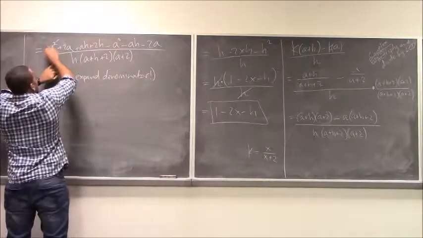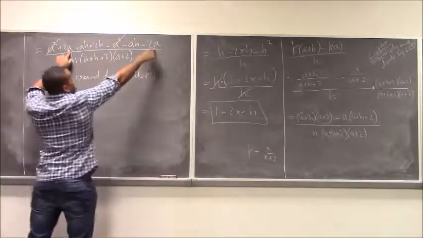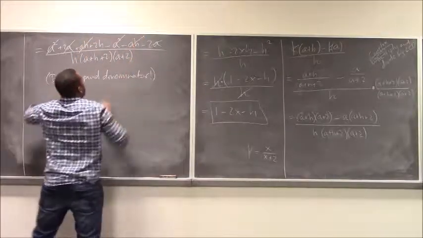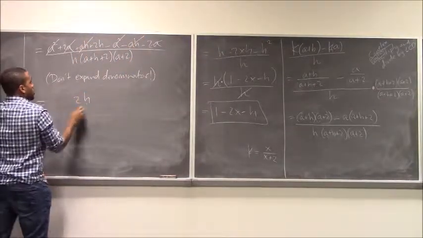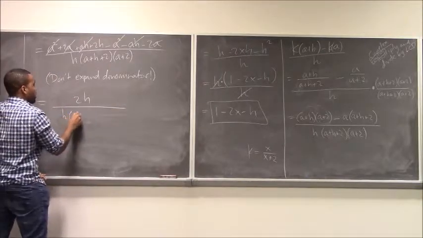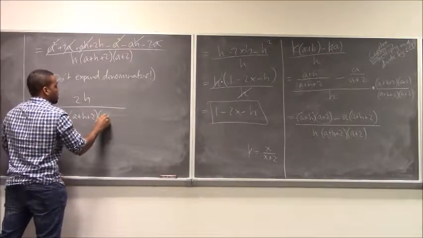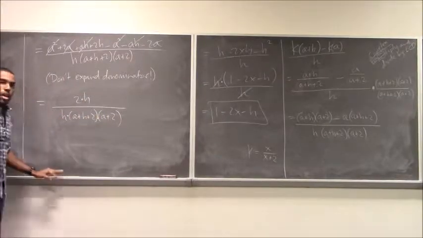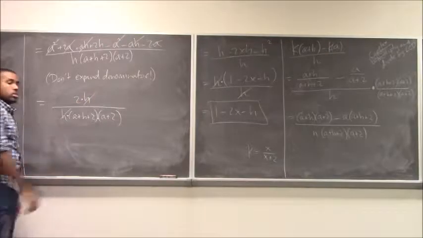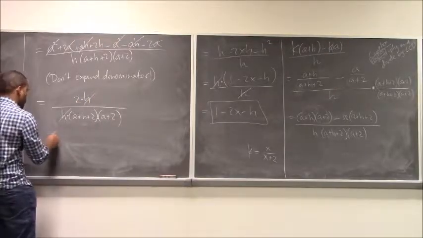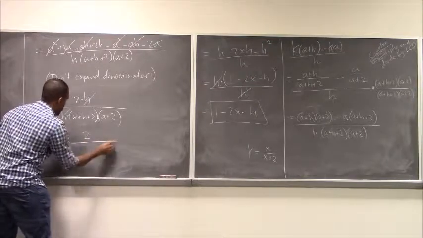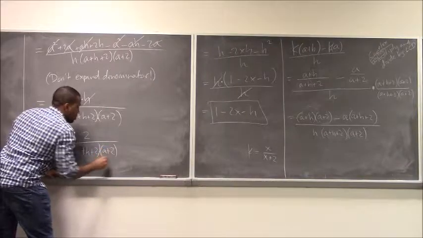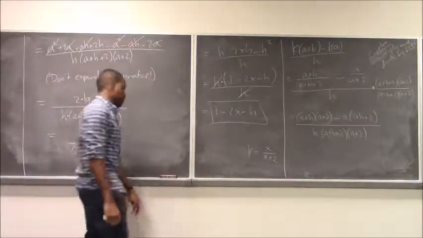The a squares die, the 2a's die, the ah's die. So I end up with 2h divided by h times (a plus h plus 2) times (a plus 2). There are only multiplications, both in the denominator and the numerator, which means I can do cancellations. And we kill that h. So now we end up with 2 divided by (a plus h plus 2) times (a plus 2). And that's it.